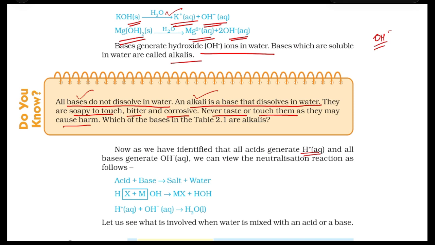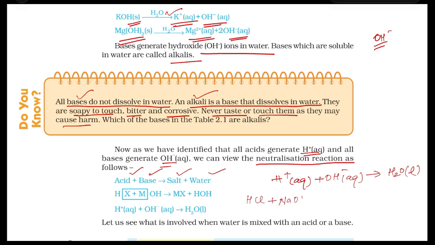Acids generate H plus ion, bases generate OH minus ion. So a neutralization reaction, that is, acid and base reacting to form salt and water, can be viewed as the combination of H plus aqueous and OH minus aqueous to form water. Consider HCl and NaOH, strong acid and strong base. NaCl is formed, which is a salt, and H plus combines with OH minus to give water. Salt and water are formed as a result of the reaction of an acid with a base.